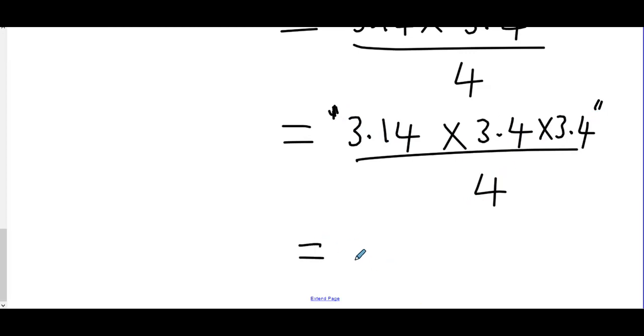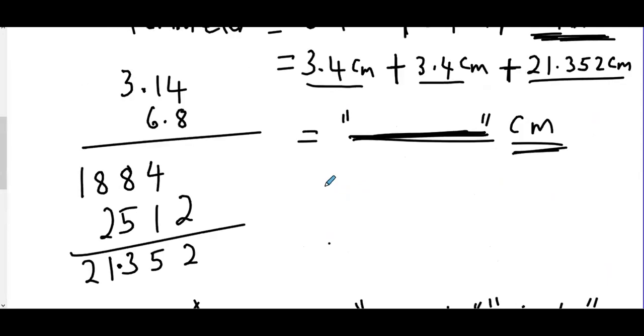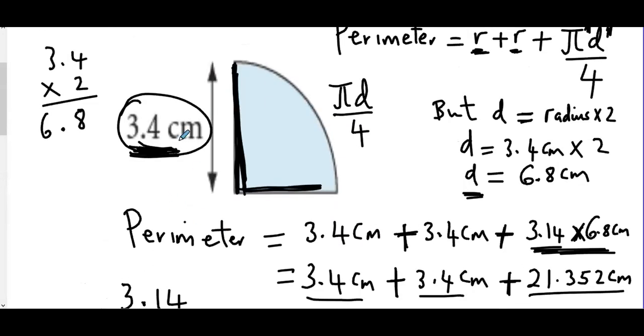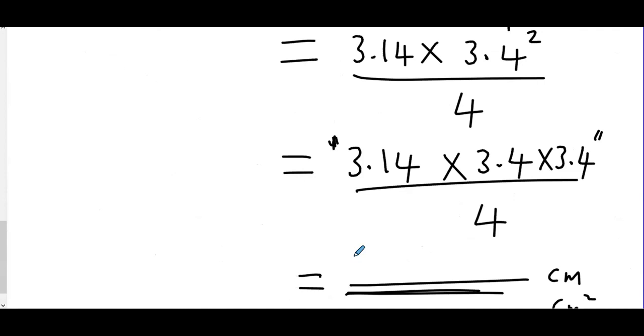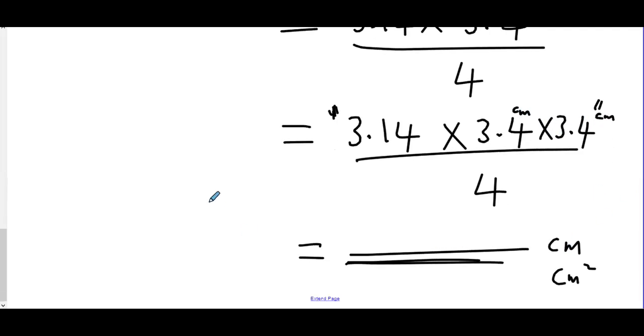Now, who can tell me, is the final answer going to be centimeter or centimeter square? Remember, your 3.4, which is your radius, the radius was in centimeter. Can I show you? This is centimeter. So when you have this in centimeter, can you see that when you multiply 2 centimeters, centimeter times centimeter, you will get a centimeter square? Because centimeter times centimeter is centimeter square.